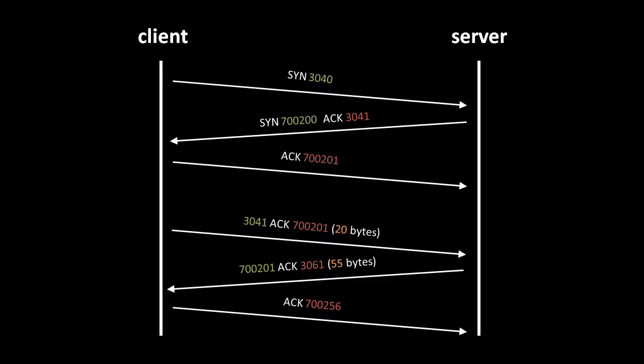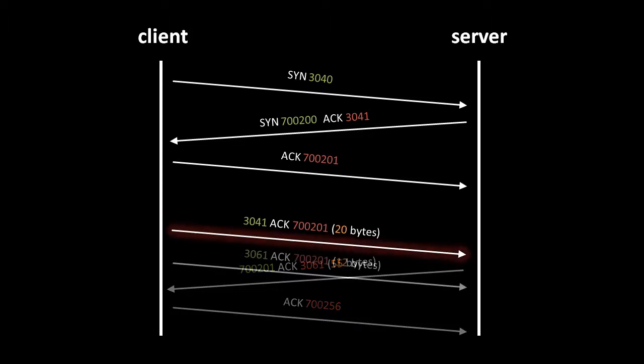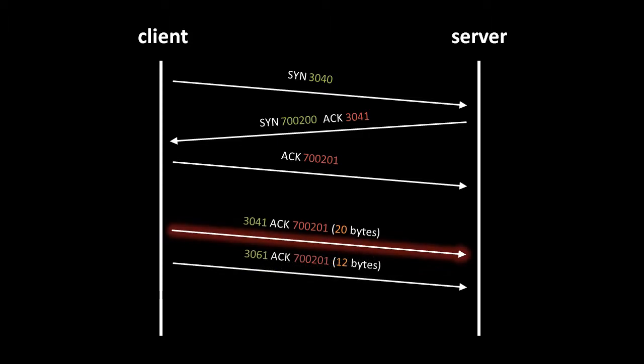Now, as a mechanism for acknowledging received data, these ACK numbers are a bit crude. Consider again the scenario where the client sends to the server two segments of data, first 20 bytes and then 12 bytes, but this time imagine that the first segment doesn't reach its destination. For whatever reason, the server doesn't receive it. What's going to happen then is that the server is going to send back an acknowledgement of 3041, even though the server has received the 12 bytes that start at 3061.